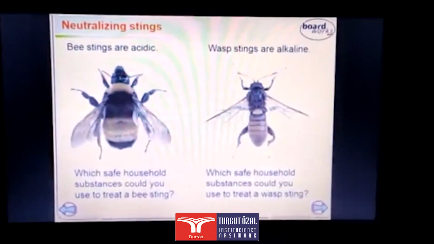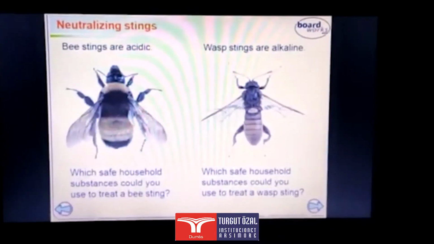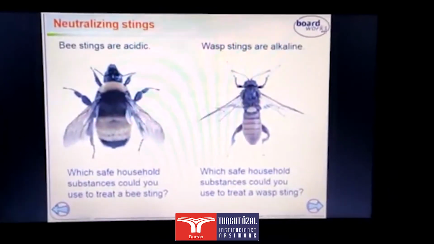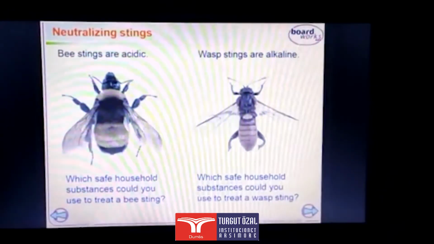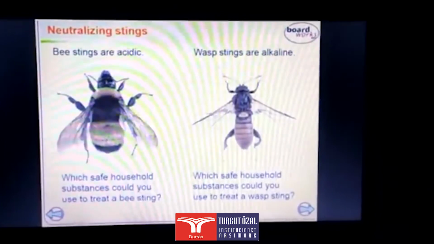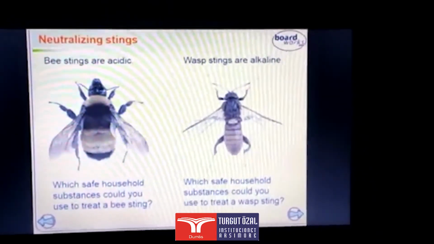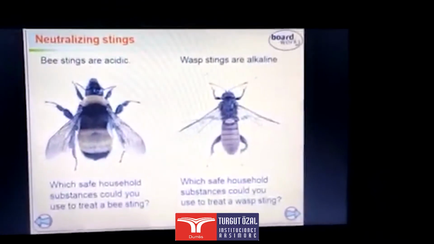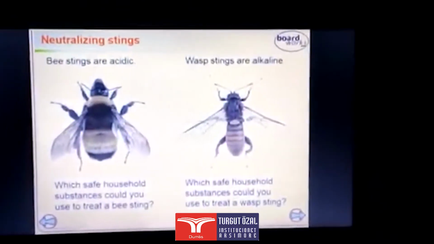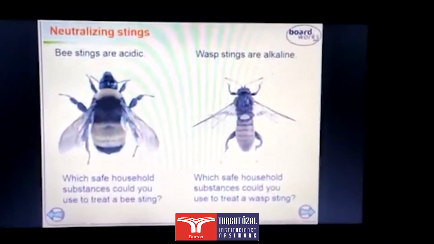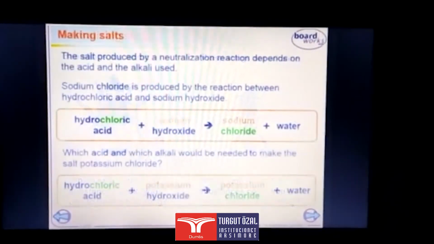Neutralizing stings. We have two examples here. Bee stings are acidic. Which safe household substances could you use to treat the bee sting? Wasp stings are alkaline. Which safe household substances could you use to treat the wasp sting? Answer me that through email.